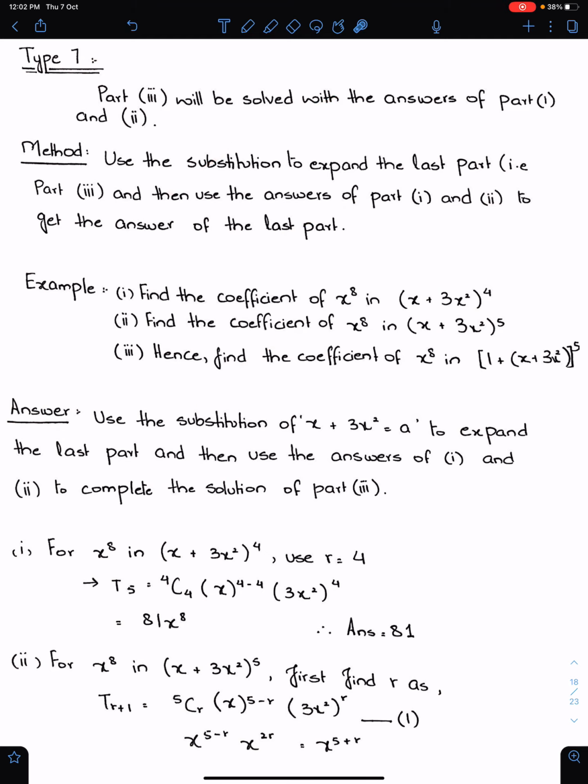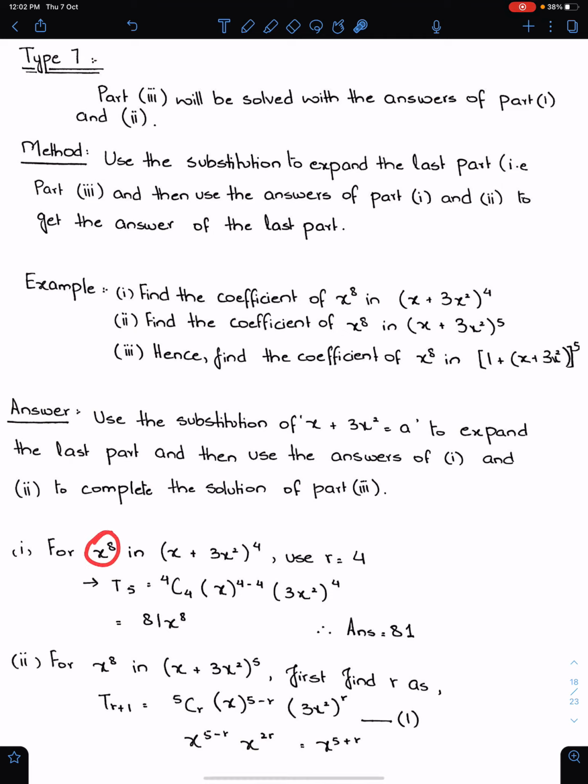See, the question is: find the coefficient of x power 8 in the expansion of this. This is very simple, 4 to the 8. So the last term is x power 8, which is t5. So first you need to expand, you need to get the fifth term of this expansion to get this answer.